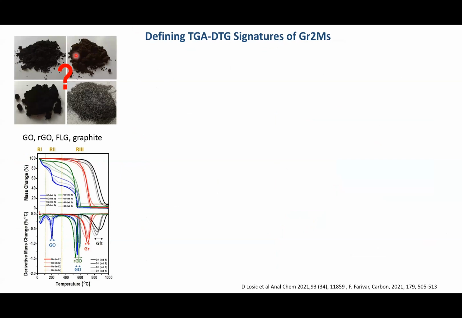After testing 100 different types of graphene materials, including graphene oxide, reduced graphene oxide, pristine or few layer graphene or graphite, we found that all of them have a different and specific TGA signature, indicating that the TGA method can be used as a useful tool for their analysis that was not considered before.